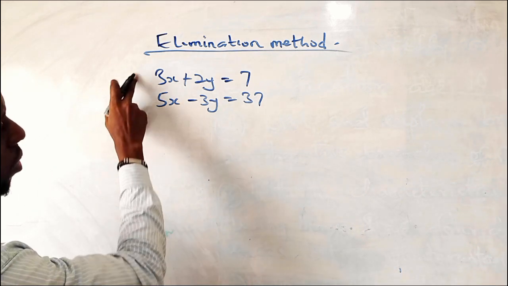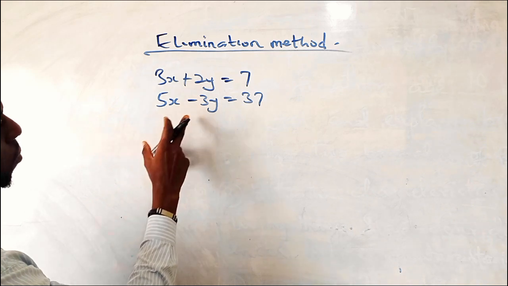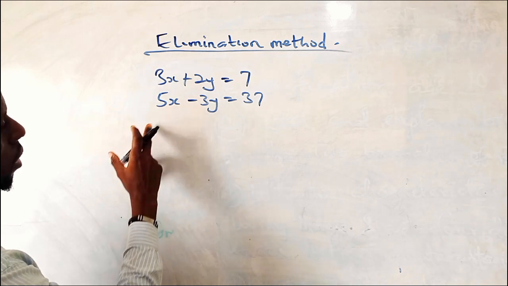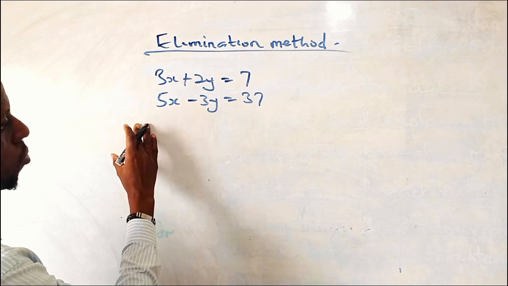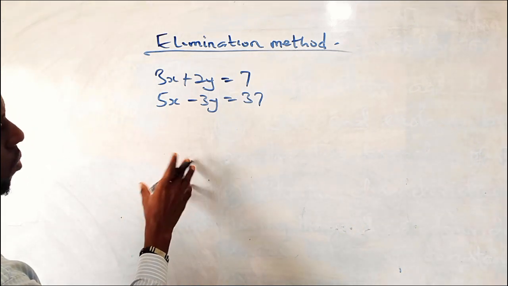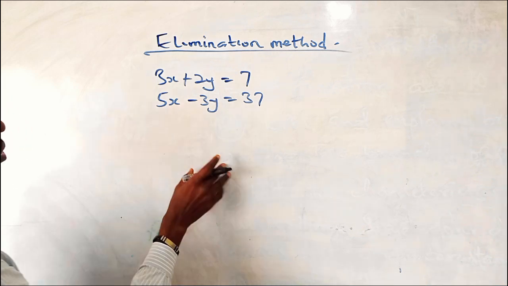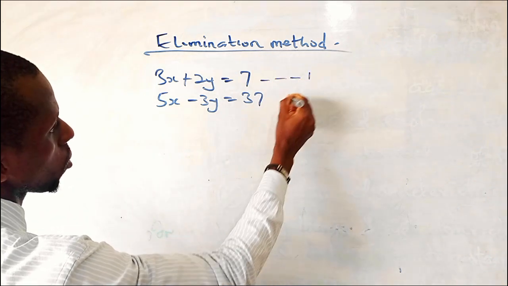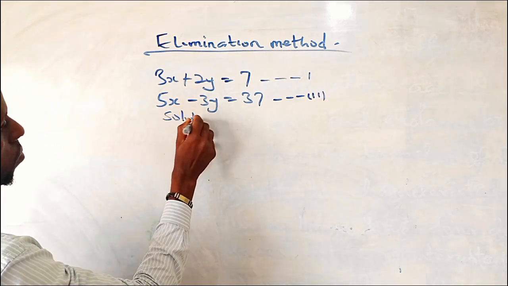The idea behind the elimination method is to make sure that we have the same coefficients either for x or y, okay, and eliminate it and solve for one letter. So when we get the letter, we can now substitute it and get the value for the other letter. Okay, what am I saying? Let's say this is equation 1, equation 2, solution.